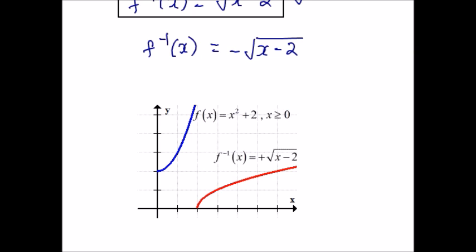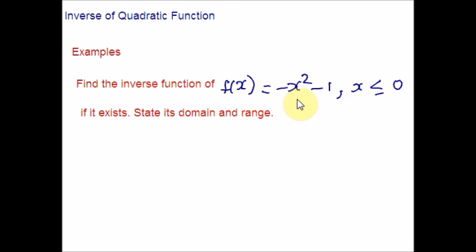Okay, the first example has no restriction for the domain, and the second example had a restriction where all the numbers are on the right side. Now I am going to take an example where the restriction is x less than or equal to 0. Let me write the question on the board. Here is the next example. Please read the question carefully.